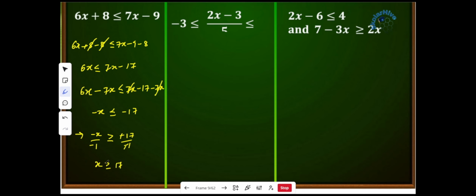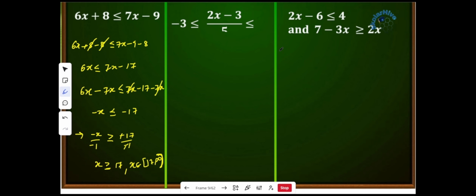It means the value of x is nothing but either 17 or bigger than that. It means x belongs to the closed interval, because this is equal to, so closed interval 17 to infinity. Make sure you always put an open interval at the plus infinity or minus infinity end.